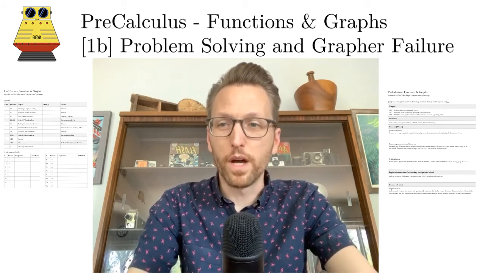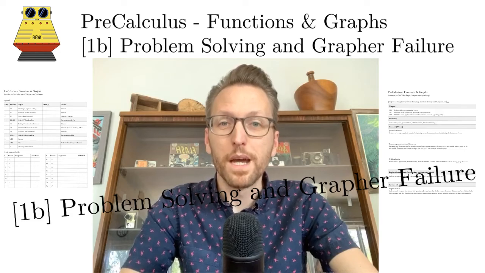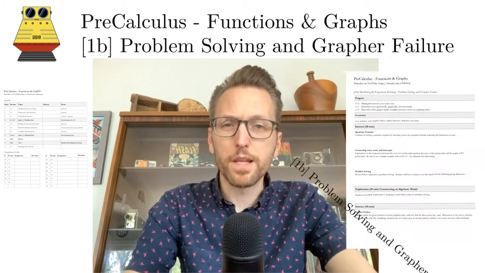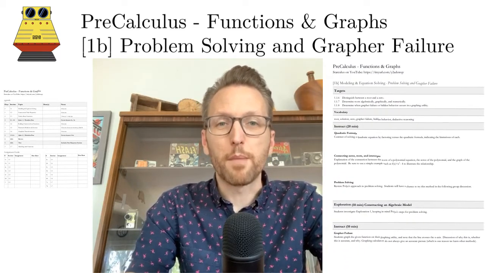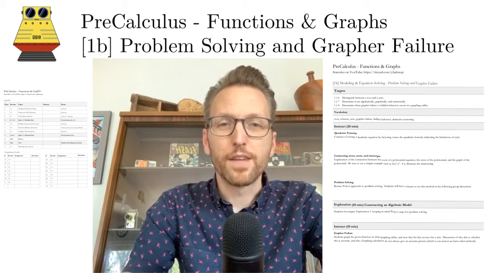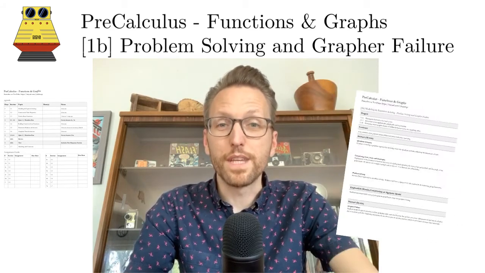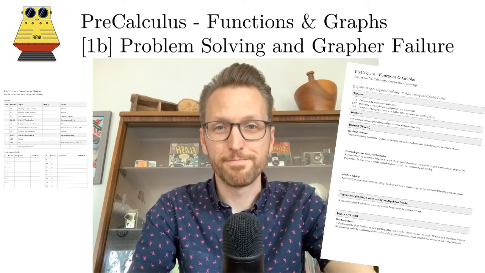We're on topic 1, which is titled Modeling and Equation Solving, and this is lesson 1b, Problem Solving and Grapher Failure. We'll learn about the quadratic formula, connecting zeros, roots, and intercepts, a 4-step problem solving approach, as well as an example of grapher failure. You can follow along using this document. Just take some notes. Let's get started.